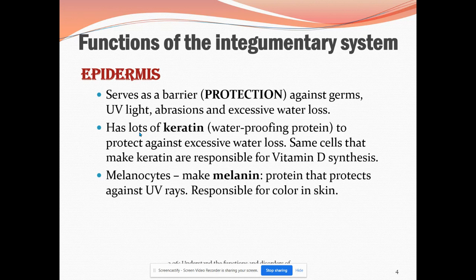I had a teacher one time tell me that a tan is your skin screaming because it's trying to protect you from the UV radiation.